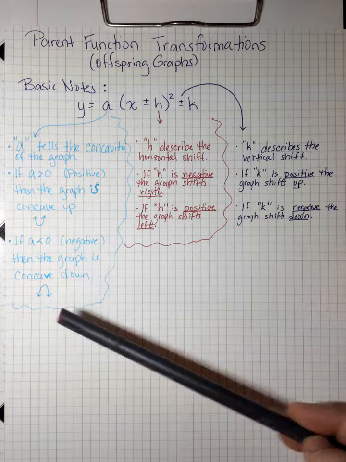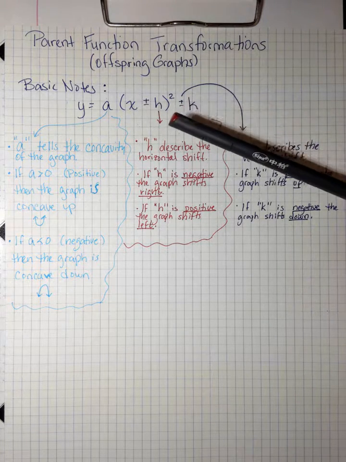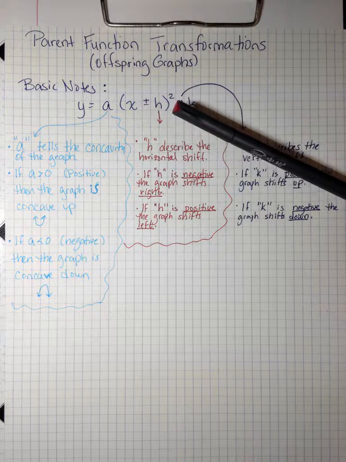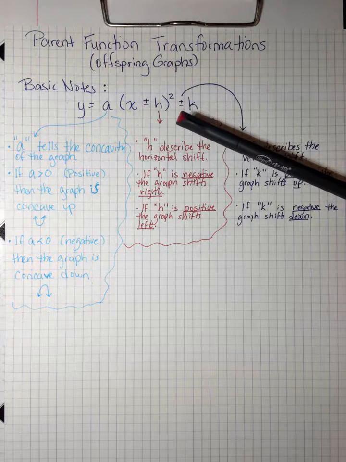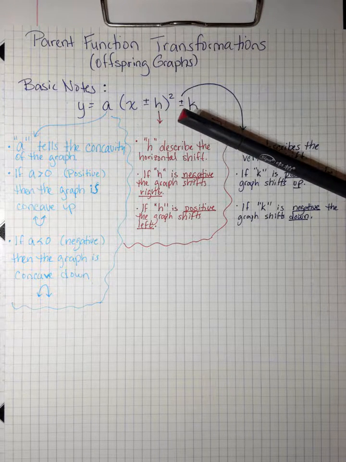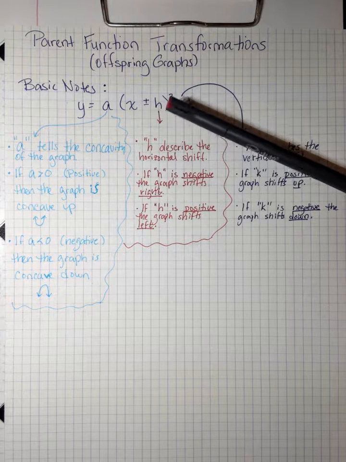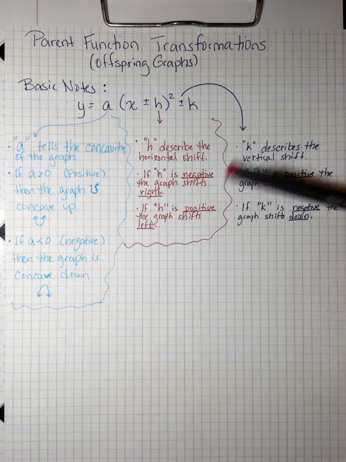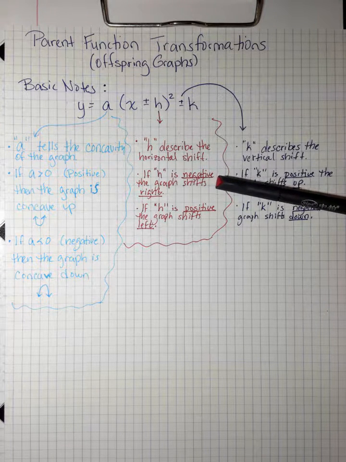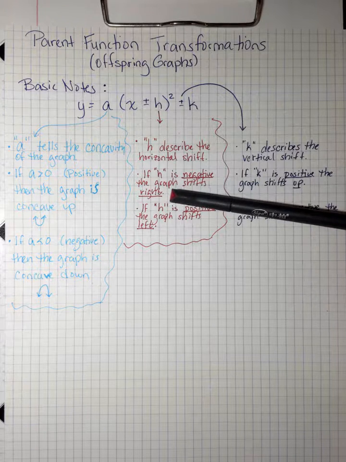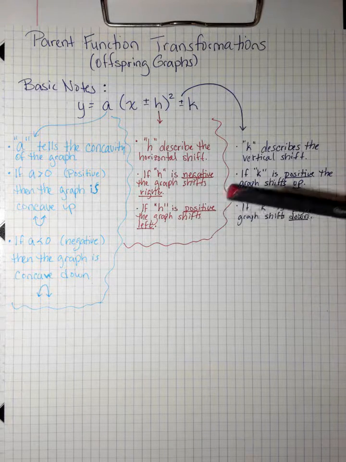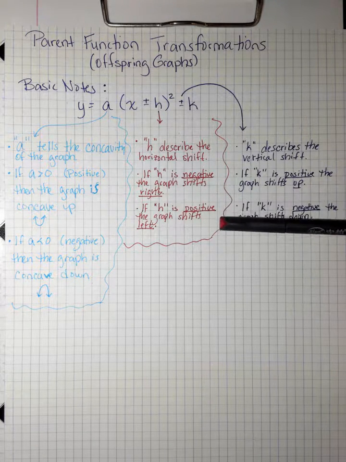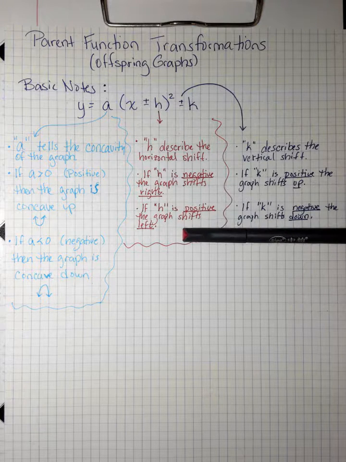If there's a number inside the parentheses, then this thing inside actually lies to you. So h is what this is called. h describes the horizontal shift. h tells you how to move left or how to move right. And so if h is a negative number, the graph actually shifts right, which is why we say the graph lies to you. If h is positive, the graph shifts left.